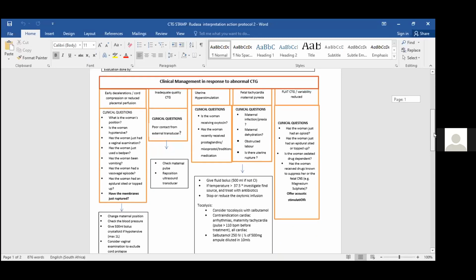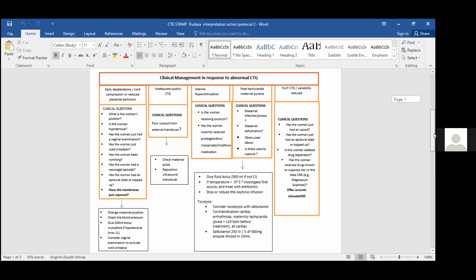Here, this is what I had given as a handout. So I think in summary, I'm going to start on the far right. Can you see this CTG? Can you see this algorithm? Hello? Yes, we can see it. Yes, we can. Okay, thank you very much.